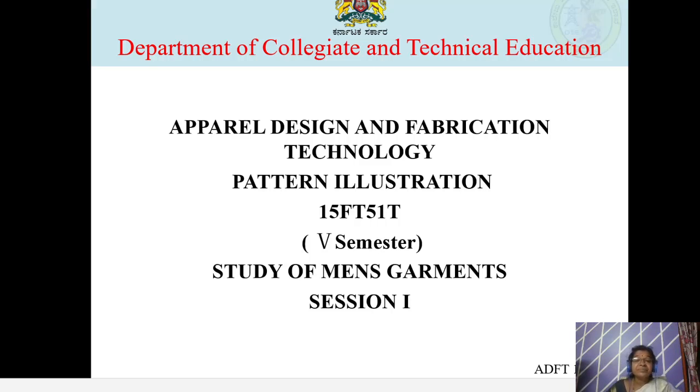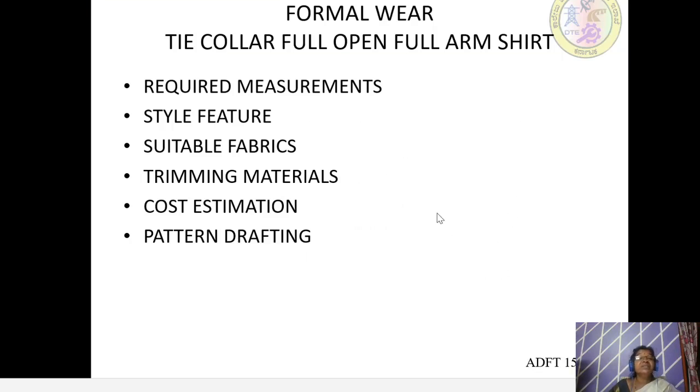I am starting with pattern illustration. The subject code is 15FT 51T for the fifth semester. The first unit is session 1, that is formal wear, tie collar, full open, full arm shirt. Today what I am discussing is how to take the measurements, that is, the required measurements for a tie collar full arm shirt.